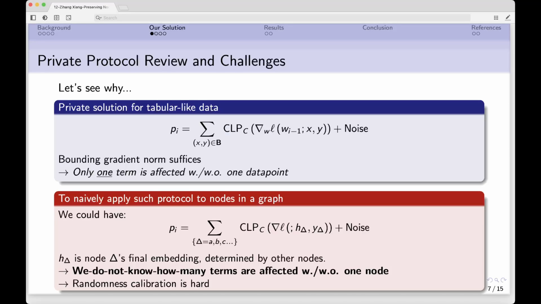Naively applying such a protocol in the training of GNNs, we get something familiar like the equation shown at the bottom, where each gradient for each node representation vector is clipped. Let's do the sensitivity analysis. If one node was removed from or added to the graph, we don't know how many terms in the summation are affected, because due to the message passing mechanism of the GNN, one node can affect multiple nodes' final representations. So this makes randomness calibration hard, which means that privacy accounting is challenging.